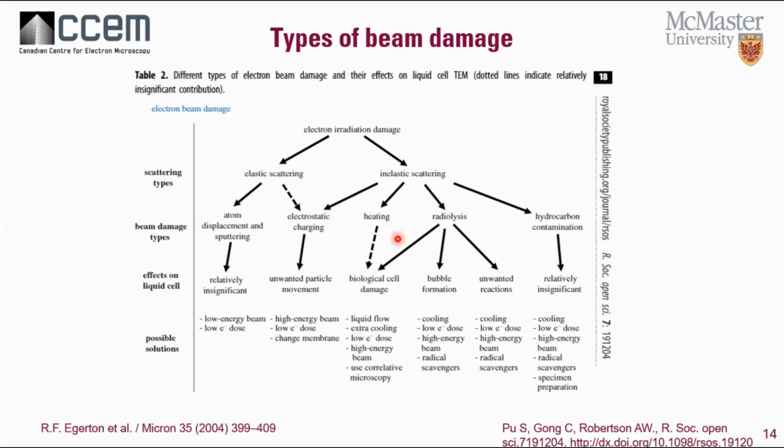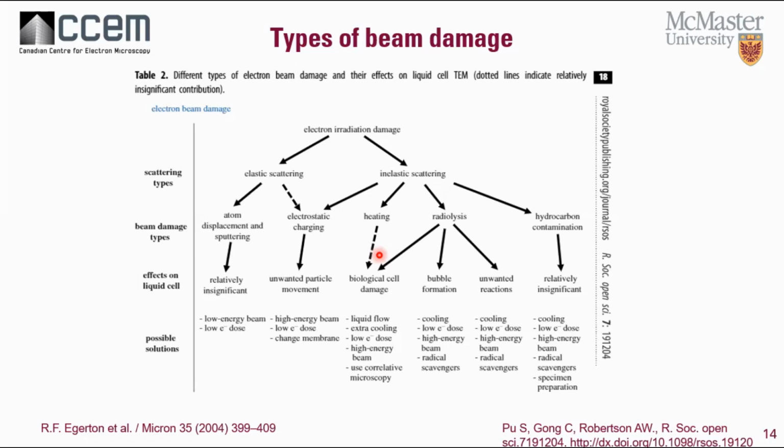Heating is another type of beam damage due to inelastic scattering of electrons, where part of their kinetic energy was converted to thermal energy. This can contribute to degradation of biological cells that are generally very sensitive to localized heating. Liquid flow system allows good heat exchange to prevent localized heating.